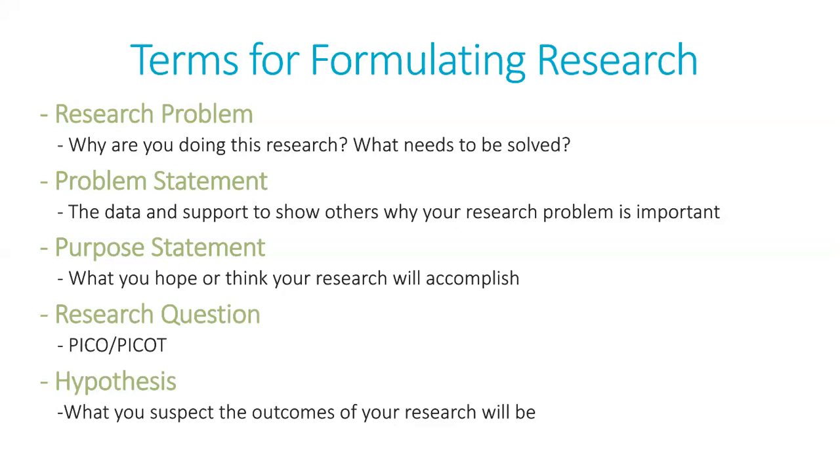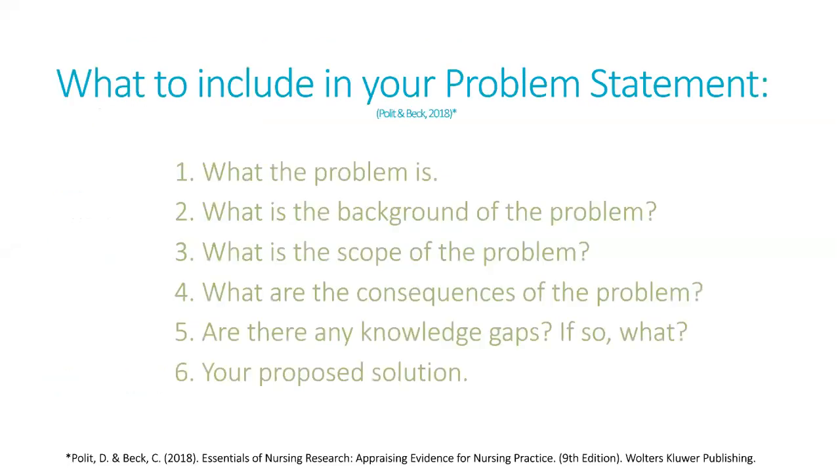Today, we're really going to focus on the problem statement and the research question and how to formulate both of them. So to start, let's talk about the problem statement and what to include. This is based off of Polit and Beck's ninth edition of the Essentials of Nursing Research, Appraising Evidence for Nursing Practice. And they define certain things that should be included in your problem statement, starting with what the problem is. Following that, you should talk about what the background is of the problem, what led to the problem, what are contributing factors, how did the problem come about, and why do you think it's a problem?